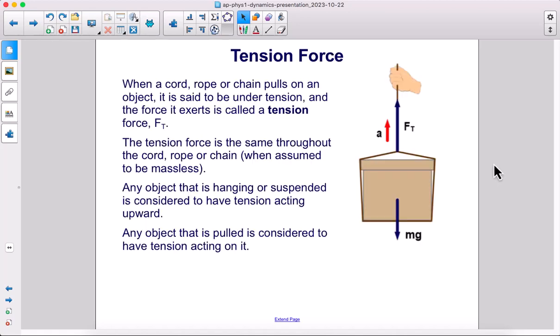Tension. When a cord, rope, or chain pulls on an object, it is said to be under tension, and the force it exerts is called a tension force, F sub T. The tension force is the same throughout the cord, rope, or chain, when assumed to be massless. Any object that is hanging or suspended is considered to have tension acting upward. Any object that is pulled is considered to have tension acting on it.